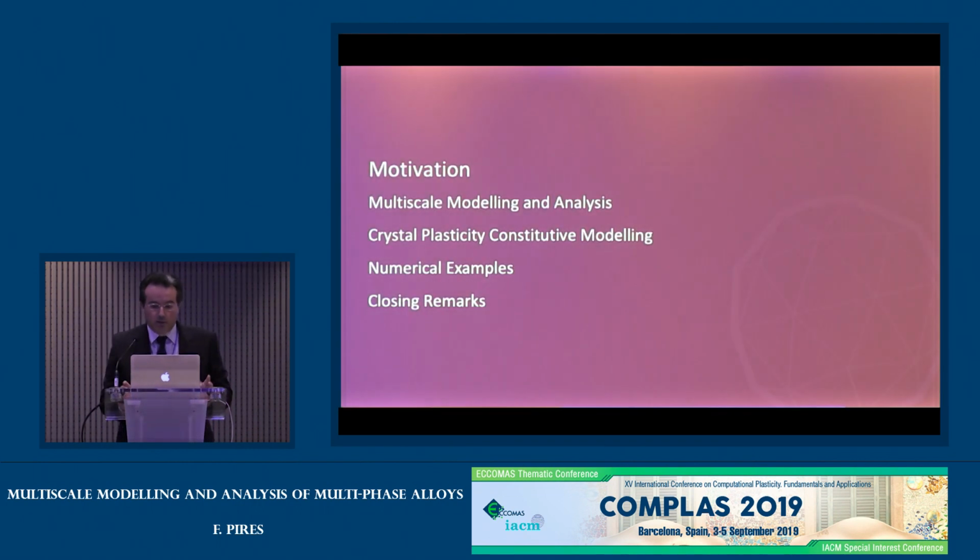So this is the outline of the presentation. I will start by addressing the main motivation and the objectives of the work. I will then focus on the formulation of higher order multiscale models and their finite element implementation. Then I will move to material constitutive modeling and will address crystal plasticity constitutive modeling within the context of multiscale models. Several examples combining the two previous ingredients will then be presented, and finally I will finalize with some concluding remarks.